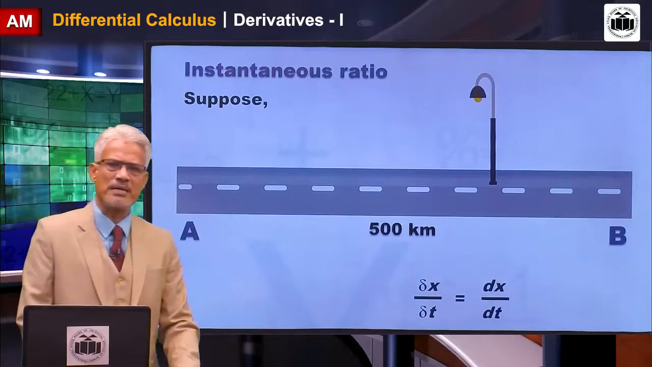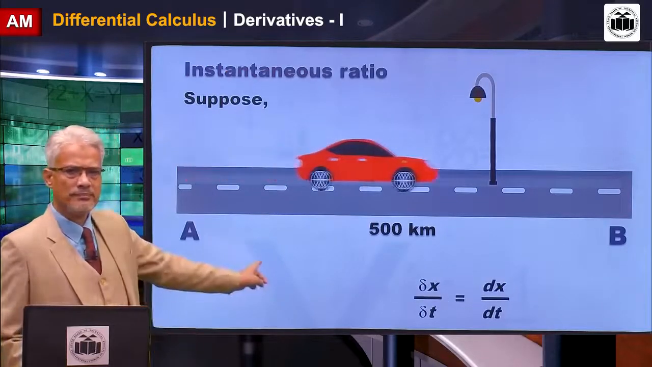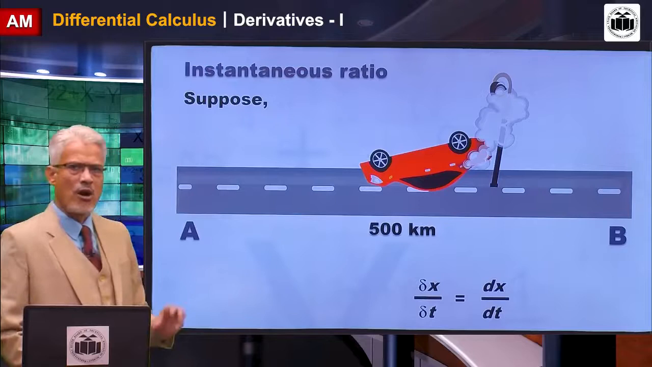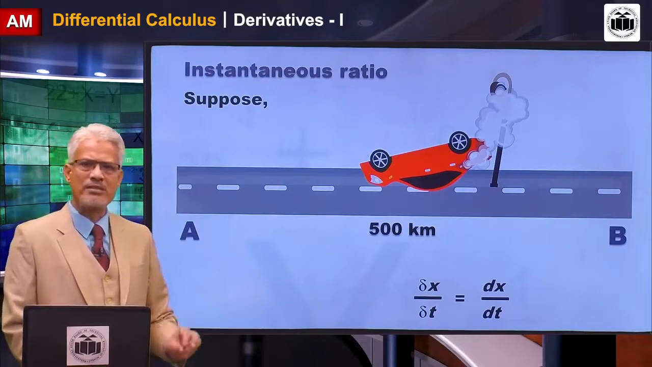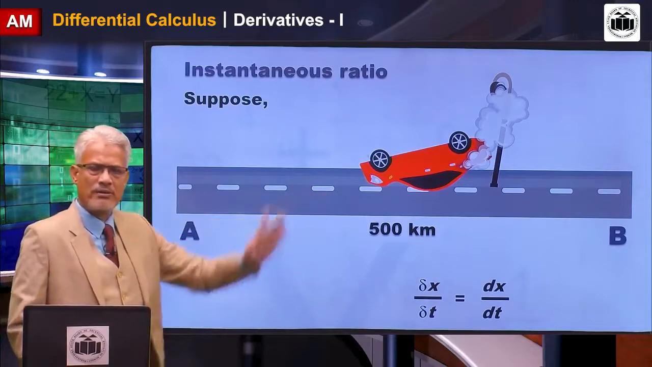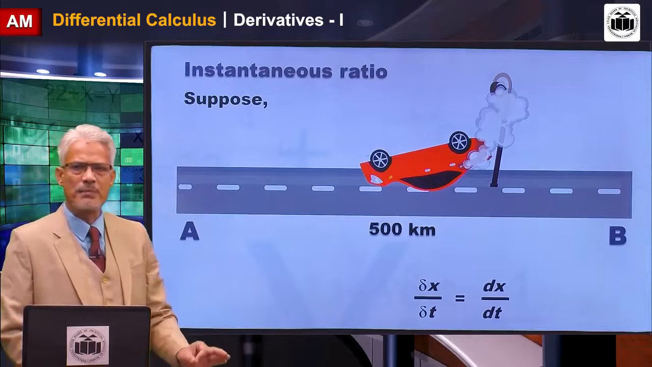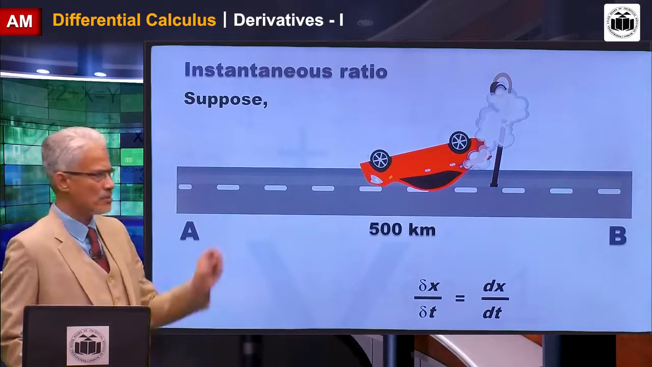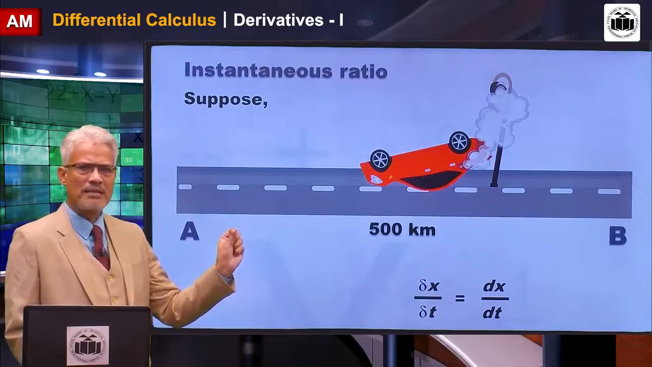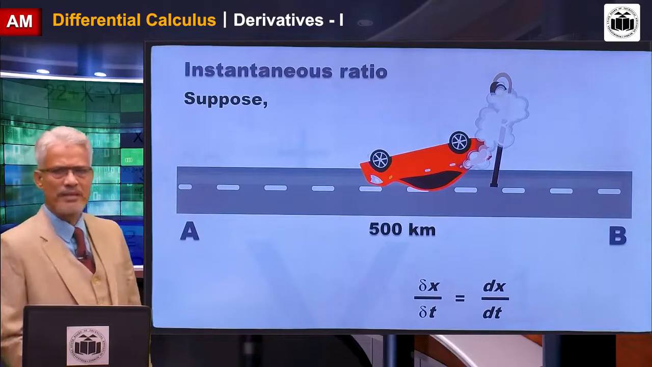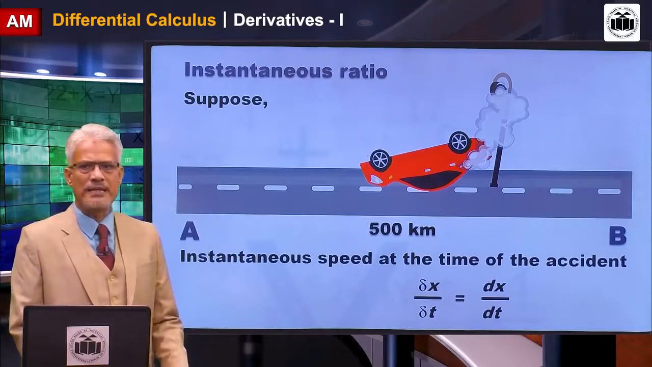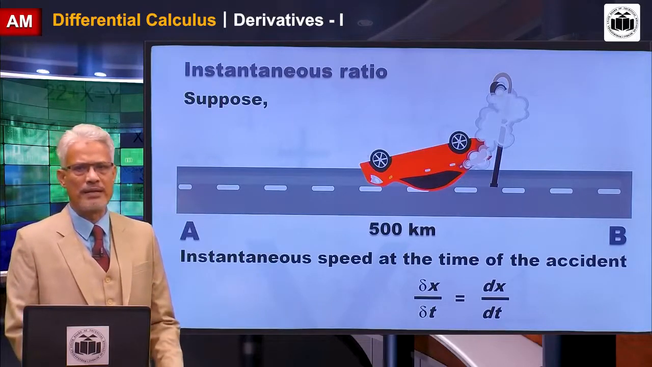The same car is starting from the point A. You see what happened. There is an accident of the car at some point. For all practical purposes, for all investigation, we have to find the speed of the car at the time of the accident. That is the instantaneous speed at the time of the accident. Suppose the shortest distance covered and the shortest time taken at the time of the accident are delta x and delta t, then the instantaneous speed at the time of the accident is delta x upon delta t.